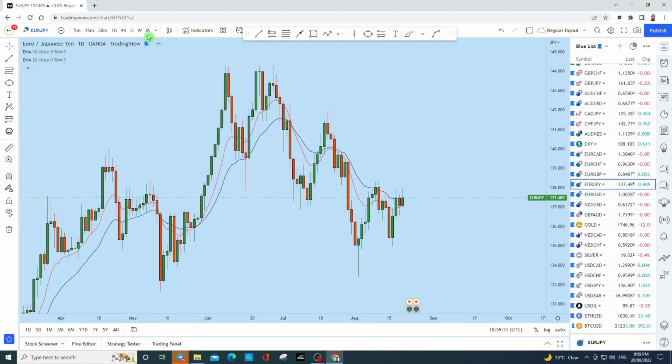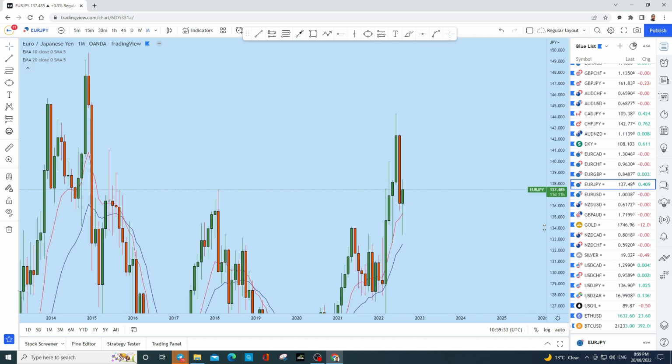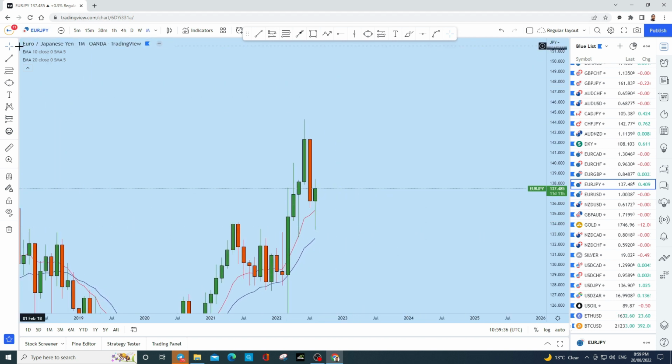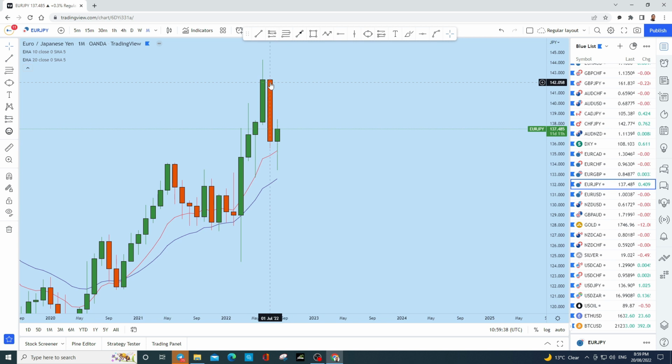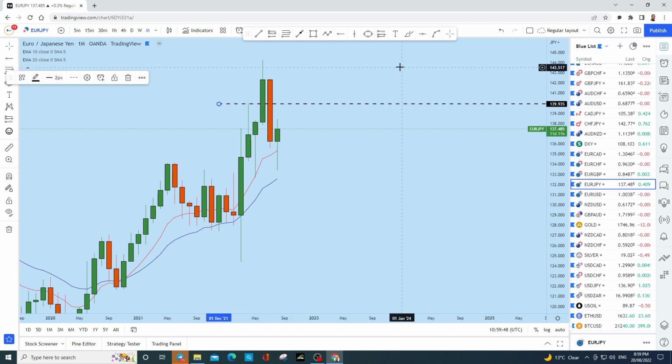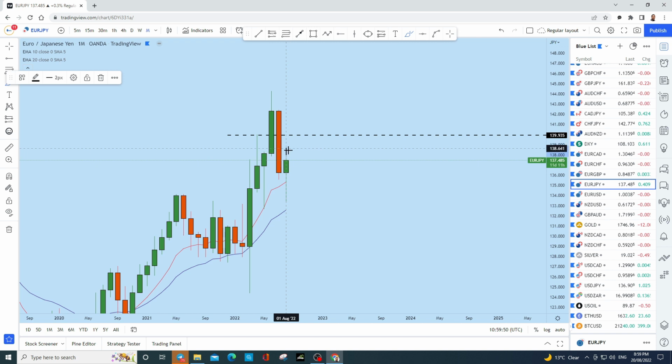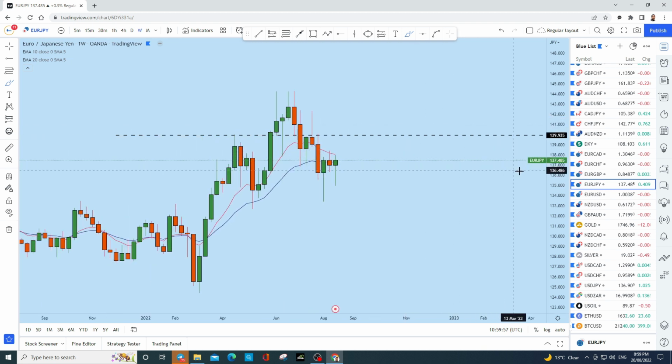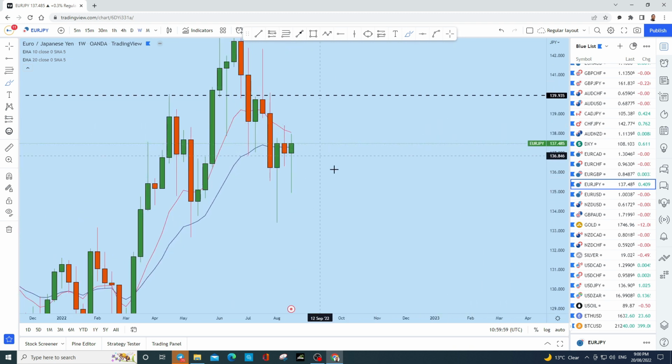Now EURJPY, as usual, we'll be looking at the bigger picture on the monthly. It's long-term bullish, no doubt about it. But we see that the price in the previous month had a strong rejection, and now the price is approaching a zone where there are sellers available. If you look at this long wick, let's draw a level here. I think the price might go up further, create a lower high, and then we could see EURJPY dropping.